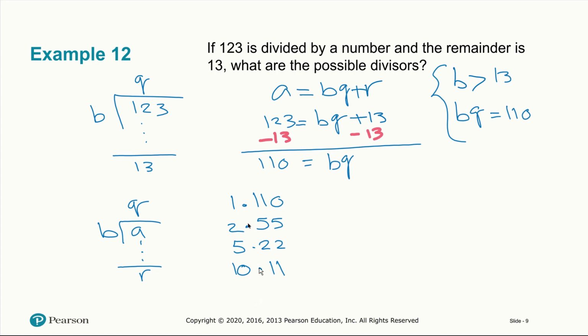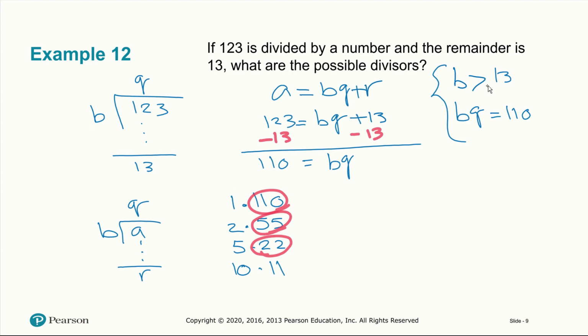Now, of all these factors that give us the product of B and Q, there are only a few that satisfy this requirement, right? And if we go ahead and circle them, you realize that the 22, the 55, and the 110 are the only possible values for B because those are the only numbers that are greater than 13.